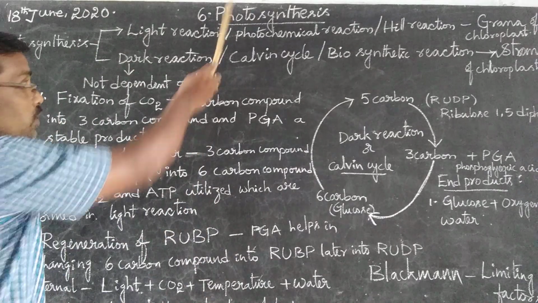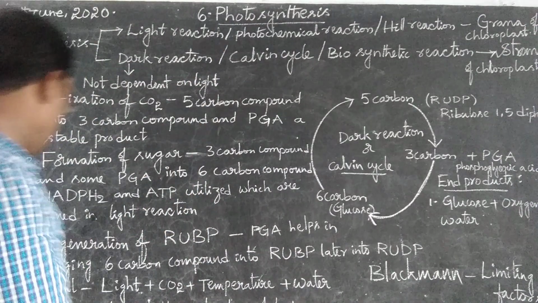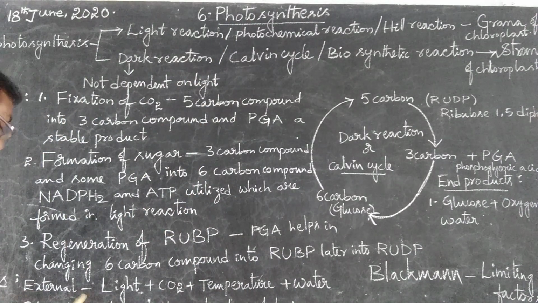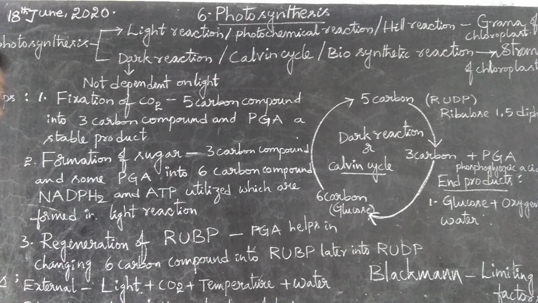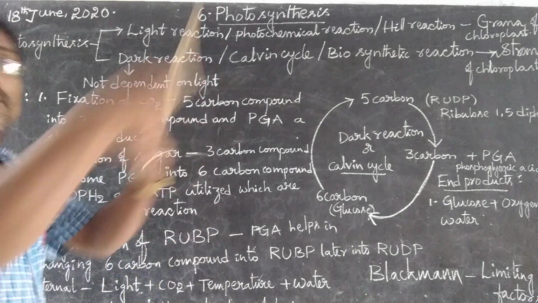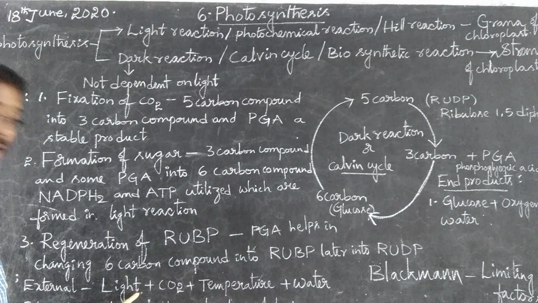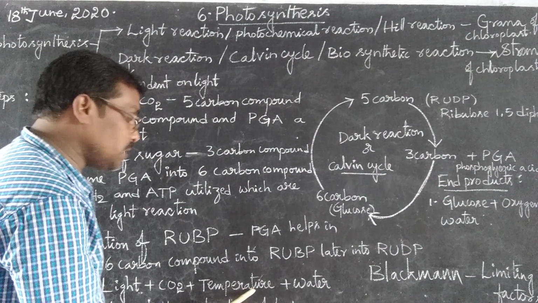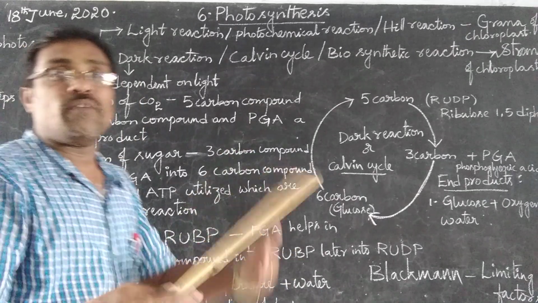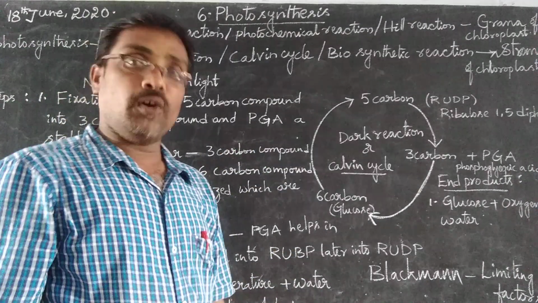For every process, some factors have effects, yes or no? Like that, the photosynthesis process can also be affected by some external factors as well as internal factors. What are the external factors? External factors are those taken from the atmosphere: light, carbon dioxide, temperature and water are the external factors affecting the rate of photosynthesis.